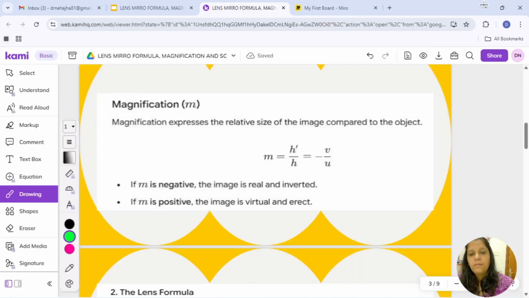Magnification expresses the relative size of the image as compared to the object, that is, how much my image is magnified or how much my image is diminished as compared to the object.